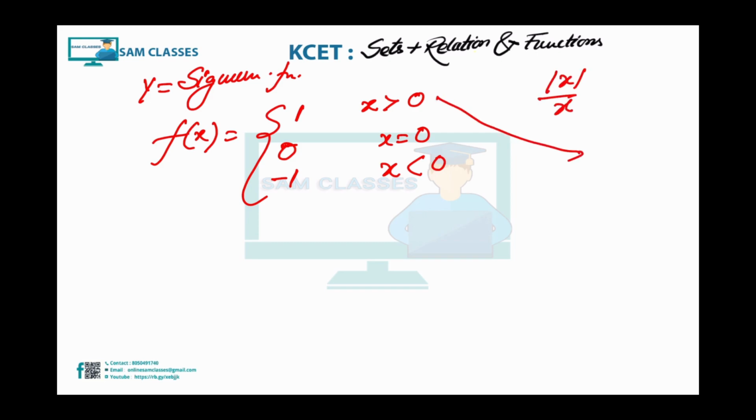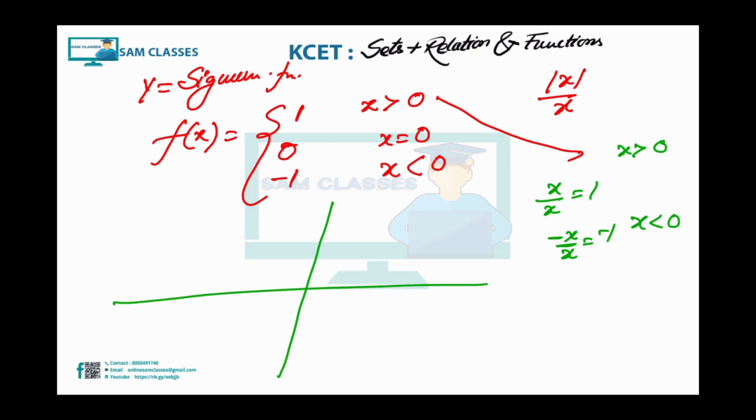Now, when x is greater than 0, what happens? Mod x will open as x, so x by x will be 1. When x is less than 0, mod x will open as what? Minus x. Correct. So minus x by x is equal to minus 1. Correct. And for 0, they define it as 0.